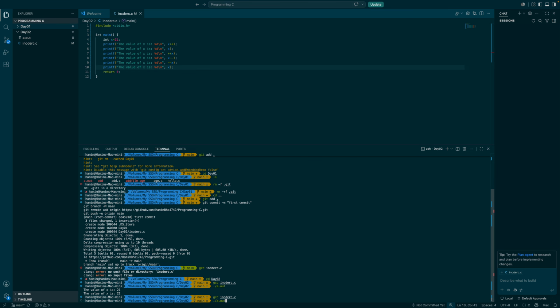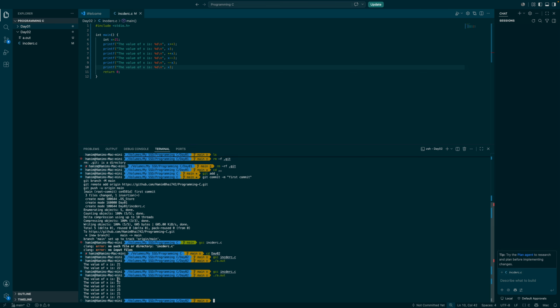First of all compile, then run. So I see the first is 21, this value is 22, but number line 7 is the third number, 23. Why? Because it's pre increment. First of all increment, then print this value. So that's why I see incremented 23.